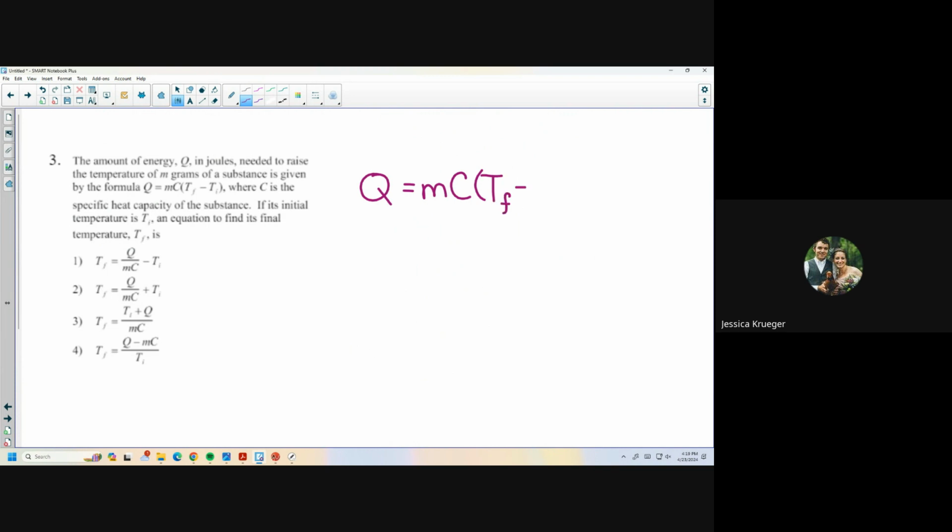We've got a lot of subscripts here, but don't let those confuse you. They just stay attached to that variable. Okay, first step. If its initial temperature is T sub I, we want an equation to find its final temperature T sub F. We're looking for T sub F.